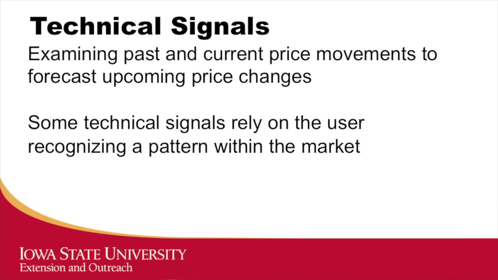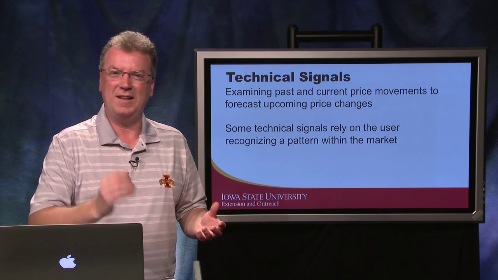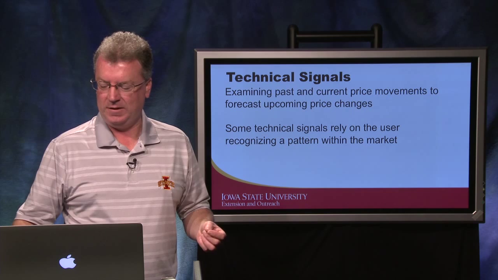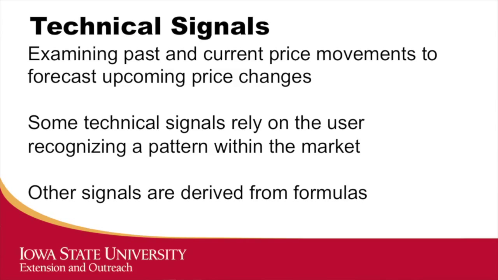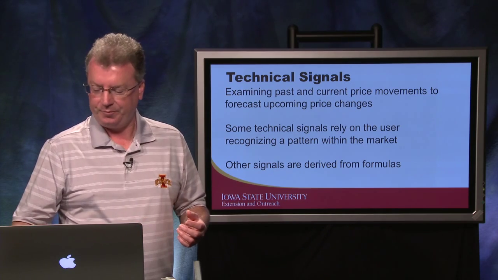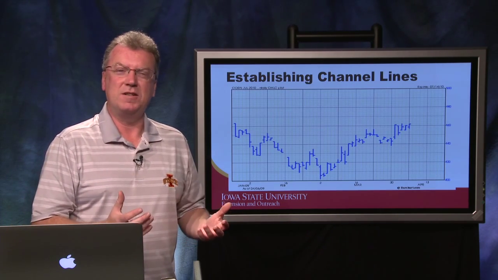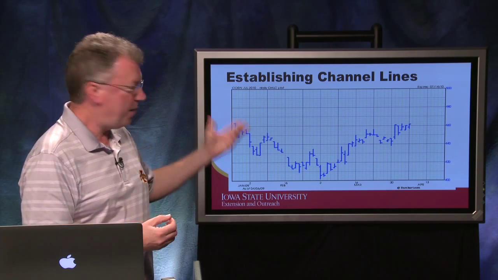When you look at some technical patterns, it relies upon the user recognizing a pattern within the marketplace. So it's a matter of graphing the price data, looking at the pattern that we see there, and then saying, I think I see this signal here. In other cases, the signal is derived from a formula, looking at those price movements, plugging them into a formula and saying, okay, there's a place where the market is moving, and I want to take an action based upon that.